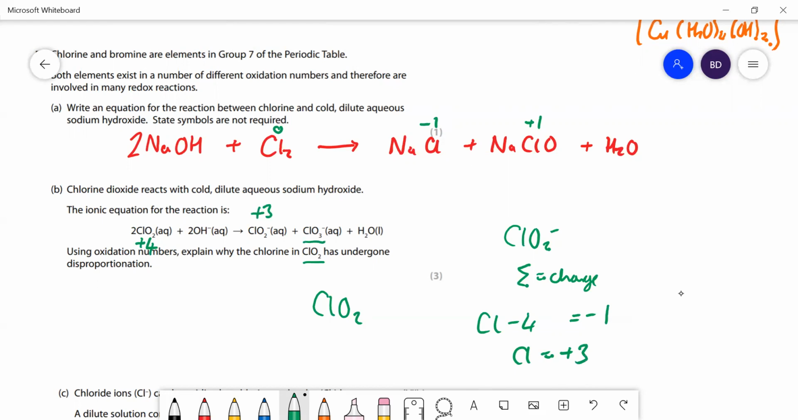And let's do it for this one. What's the oxidation number there? You probably know it's 5 already. It's called a chlorate(V) ion, but let's just work it out. Sigma of the oxidation numbers is equal to the charge. The charge is -1. Chlorine we don't know. Each oxygen is -2, so that's -6. Chlorine is equal to +5. So that one has been oxidized up to +5, and this one is being reduced to +3.